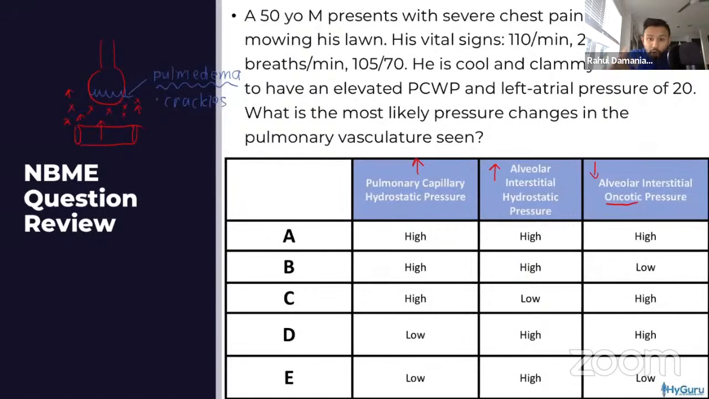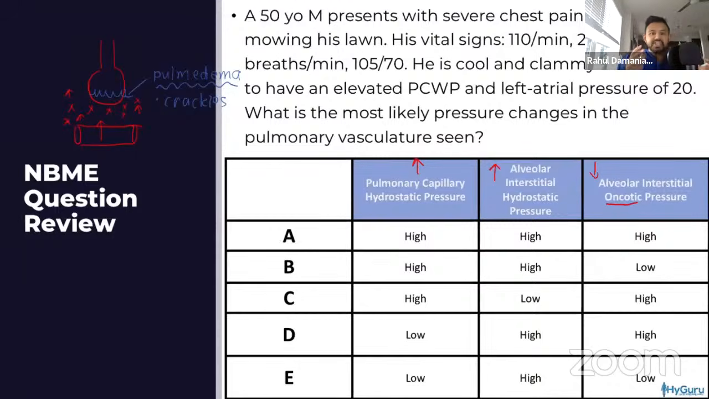Whereas transudative, which is the type of fluid that we see that floods the pulmonary capillaries and the alveoli in cardiogenic shock, transudative fluid is going to be seen in pressure changes, when you talk about changes in hydrostatic pressure as well as oncotic pressure.